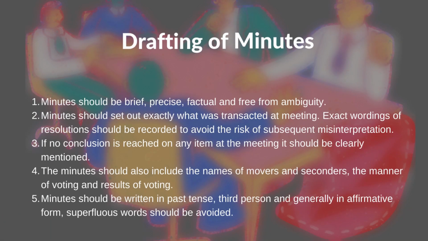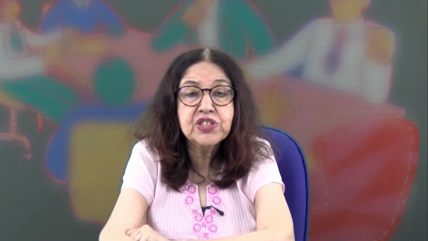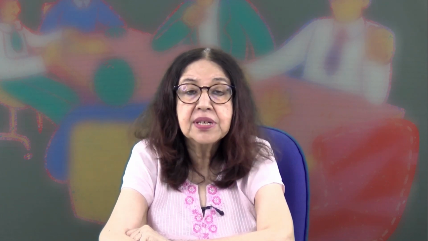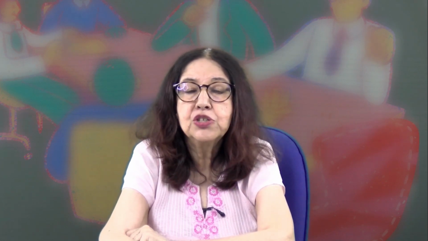They have to be brief, precise, factual, and free from ambiguity. So they should set out exactly what was transacted at the meeting. Exact words of resolution should be recorded to avoid any subsequent misinterpretation. If no conclusion is reached on any item at the meeting, it should be clearly mentioned. It should include the names of movers and seconders, the manner of voting, the results of voting. They should be written in past tense, third person, and generally, as I said earlier, in affirmative form. Superfluous words should be avoided. So no purple phrases here.